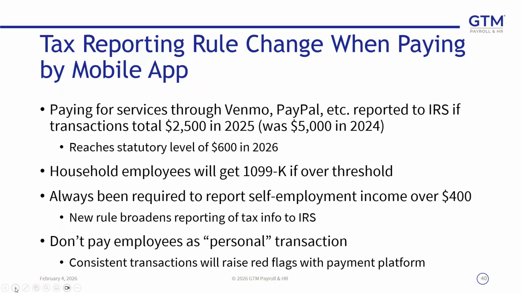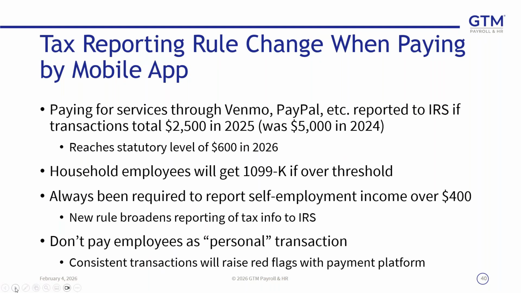Paying for a date night or occasional babysitter through a mobile app may still be acceptable, but those sitters should know that this income will likely be reported to the IRS and should be reported on their personal tax return. It's always been a requirement to report the income when net earnings from self-employment exceed $400. This new rule just broadens the reporting of the tax information to the IRS. So remember, this is not a new tax, it's just a new reporting requirement.